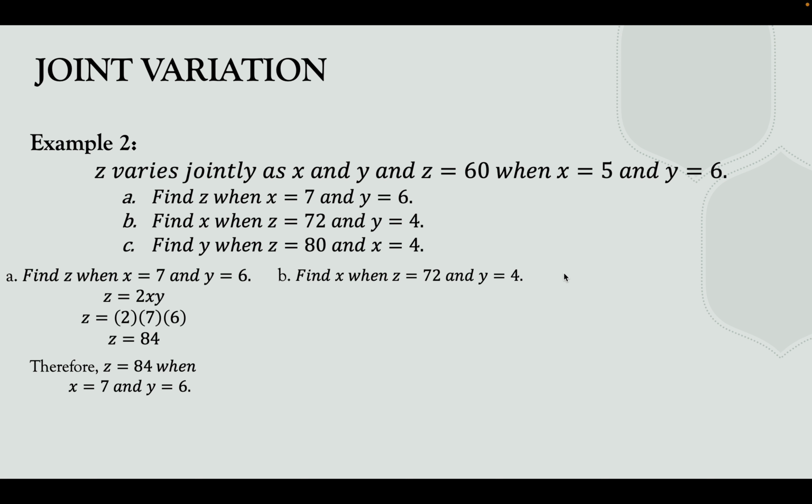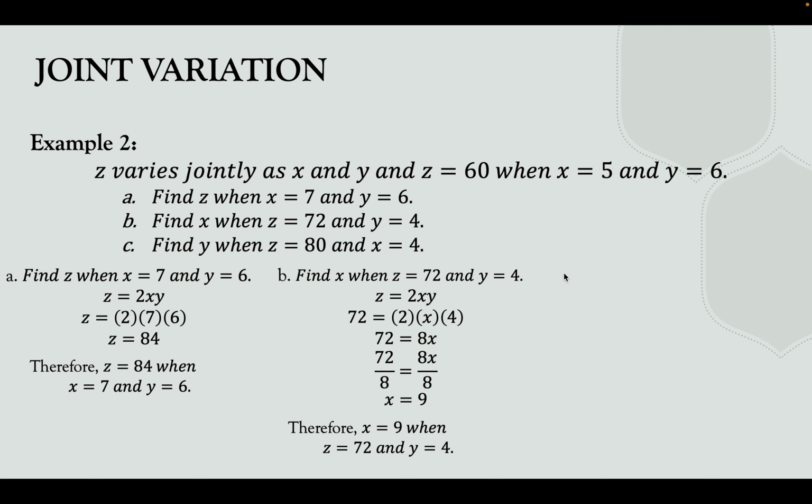And next, we need to find X when Z equals 72 and Y equals 4. So we will use again Z equals 2 times X times Y. So we have 72 equals 2 times X times 4. 2 times 4, we have 8X. Then we divide both sides by 8. We have X equals 9. Therefore, X equals 9 when Z equals 72 and Y equals 4.